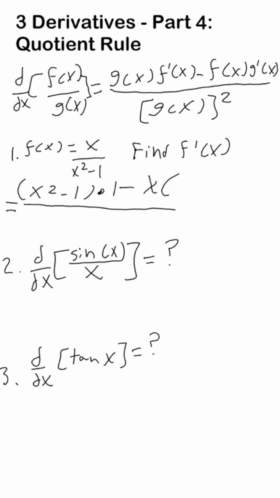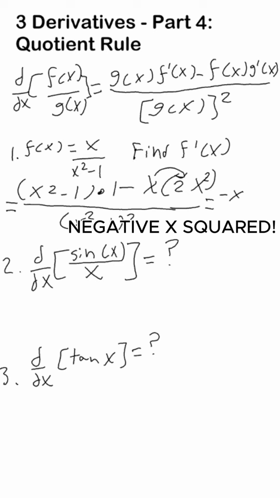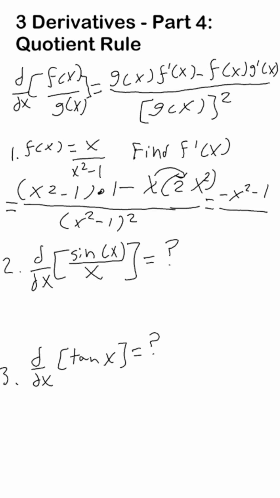Then you take the derivative of g of x, which is this term, which is 2x, because from the power rule you take down the degree, subtract 1, and the derivative of a constant is always 0. Now you have this all over x squared minus 1 squared, or g of x squared. When you simplify this, you get x squared minus 1 minus 2x squared, because you go over here and that turns into an x squared. So you should be left with negative x squared minus 1 divided by x squared minus 1 squared for your final answer.